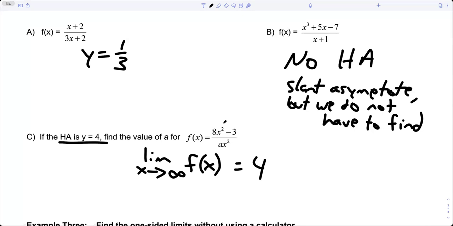Well, I've got a degree of 2 in the numerator, a degree of 2 in the denominator. They're the same, so I'm looking at the value of the coefficients. So I know that 8 divided by something is equal to 4. Therefore, a equals 2.